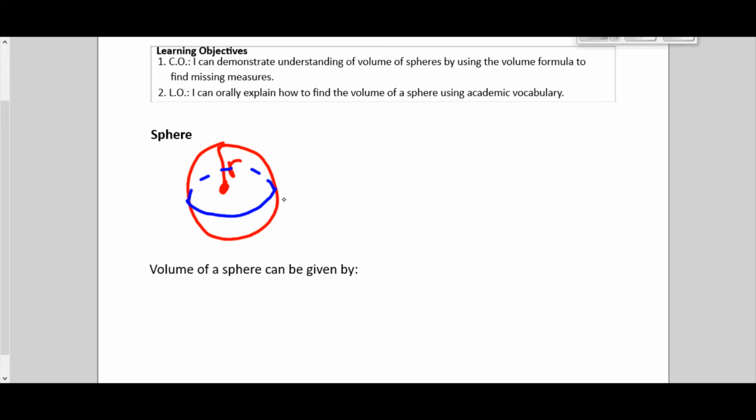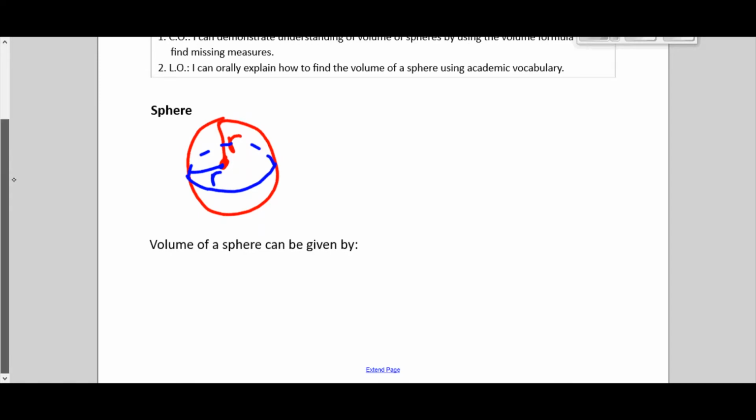That blue part would also have a radius, and that radius would be the same length as the first radius. So the radiuses in the sphere would be the same. So oftentimes when you get to a problem, you're only going to see one radius. It's because the radiuses are all the same length in a sphere.